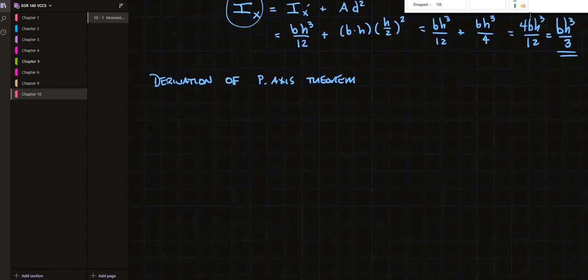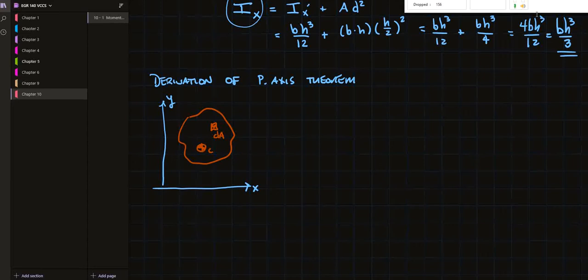So let's now derive the parallel axis theorem. Let's start with a general mass. Here is our center, we'll call this x prime, and this our y prime. That's our center of gravity of the mass. There is then some distance from here to here of d. I'm going to call that d1, but that'll be the distance in the y direction.